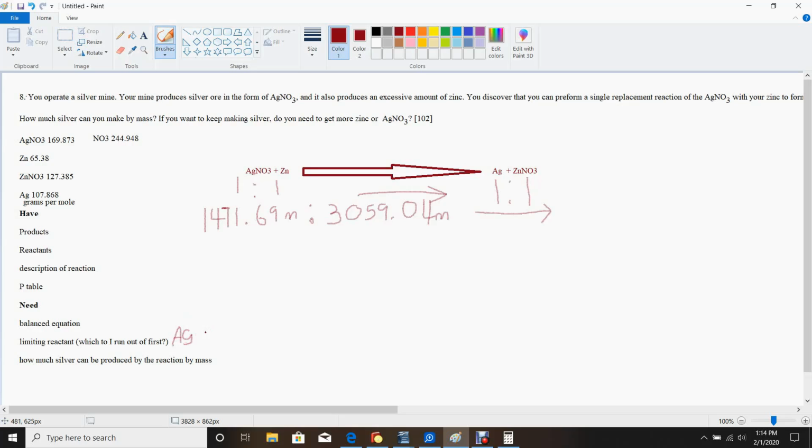I want you to notice something that's kind of fun about this problem. What did you have more of going in terms of mass? Did you have a greater mass of zinc or a greater mass of AgNO3?